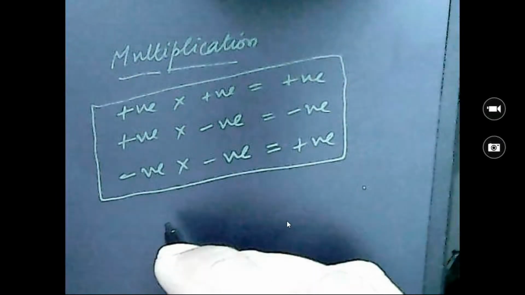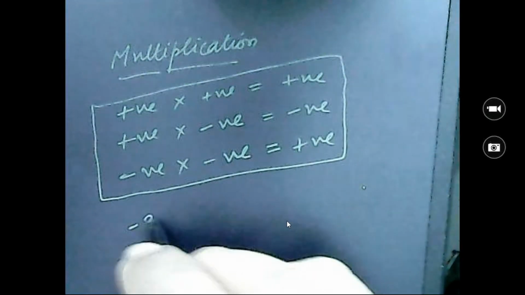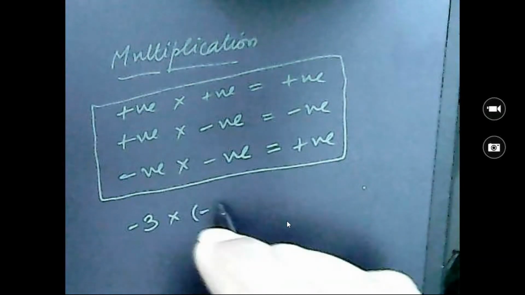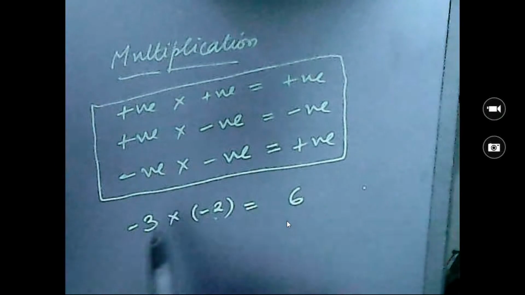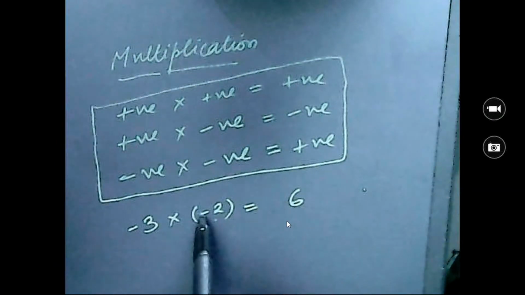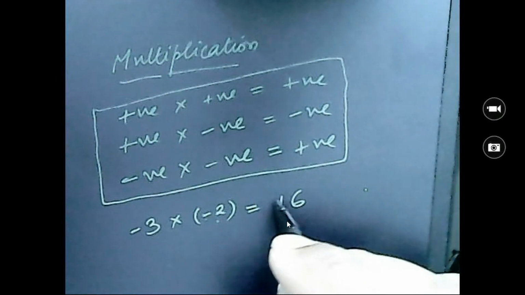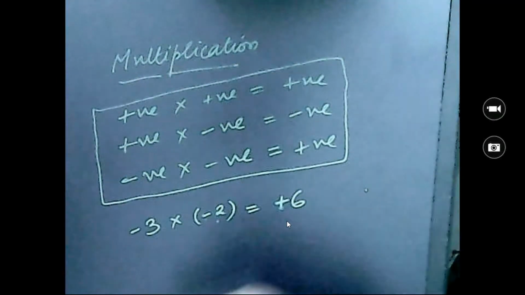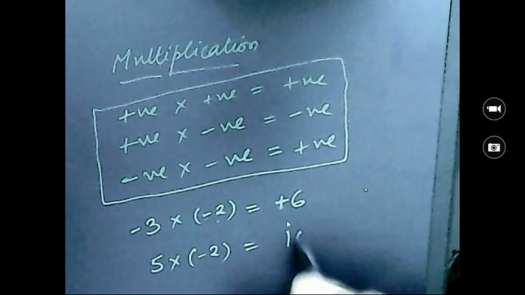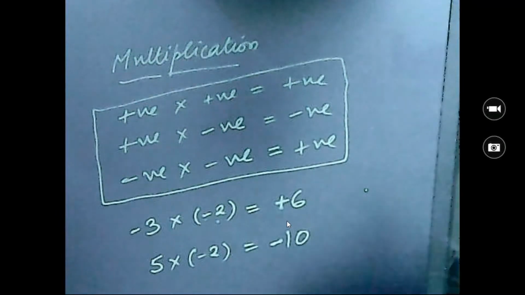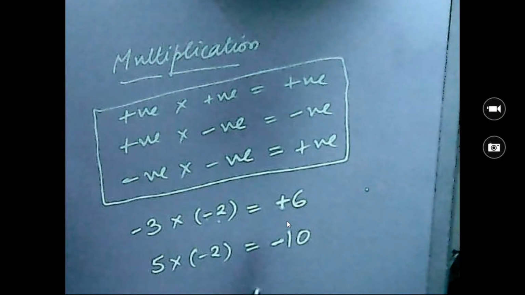Okay, so let's take an example. Let's say -3 multiplied by -2. So 3 twos are 6. Now about the sign, minus multiplied by minus will be plus. So the output will be 6. Alright. If we have 5 multiplied by -2, this will be 10 and the sign will be minus, because plus multiplied by minus is minus. So this will become -10.